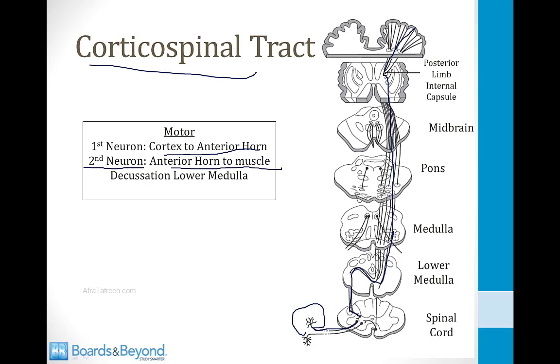And then also important to know is that there's a decussation in the lower medulla, so that if you look over here on the right, lesions in the brainstem up to the cortex create motor loss on the opposite side of the body.